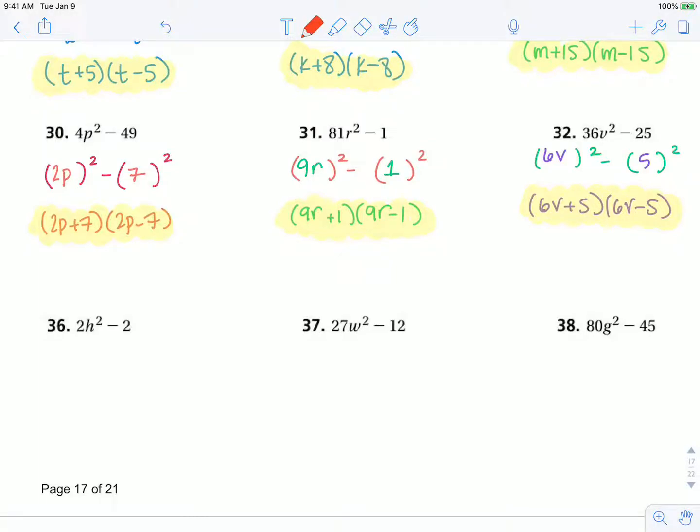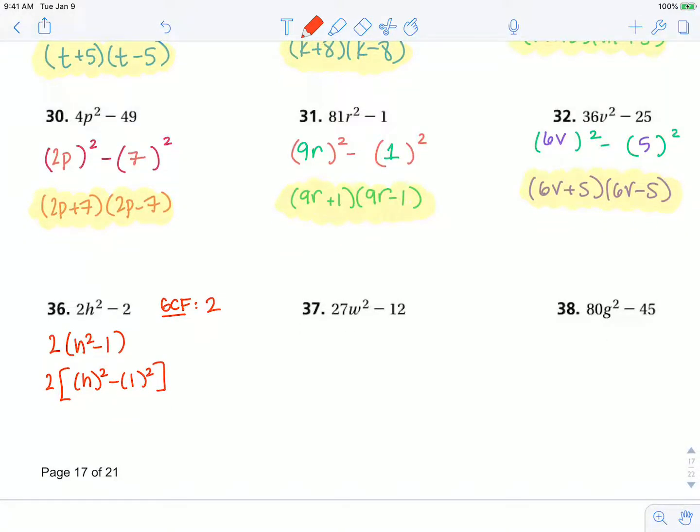In these last three examples, there's an extra step that we need to do because each of these binomials has a greatest common factor. And when you're factoring, that should be the first thing you check for. In 36, the greatest common factor between these two terms is 2. If we factor out a 2, that leaves h squared minus 1. Well, I know that is h squared minus 1 squared because 1 is a perfect square. And now that follows the difference of squares pattern, h plus 1, h minus 1.